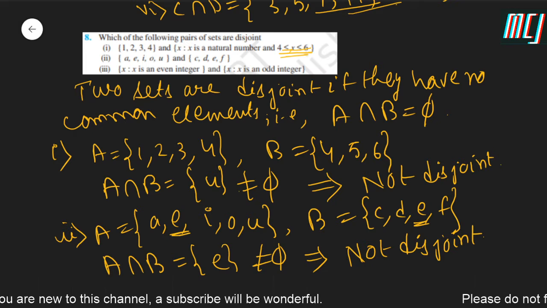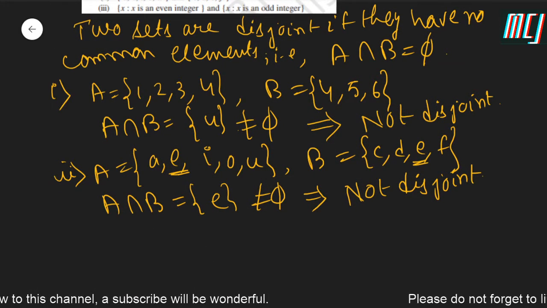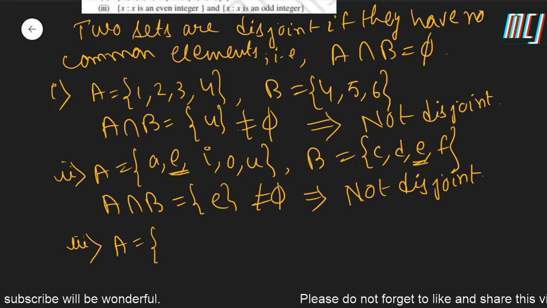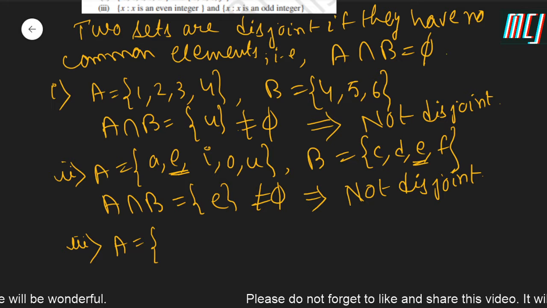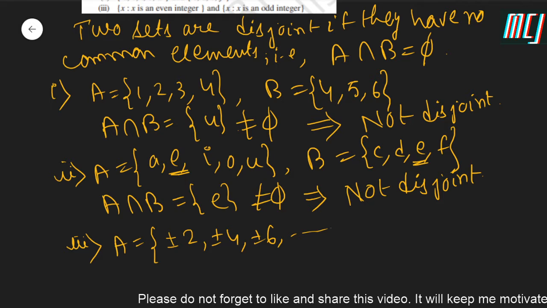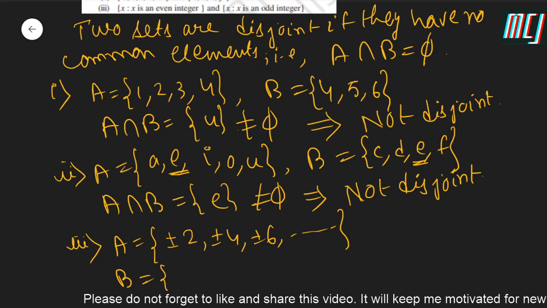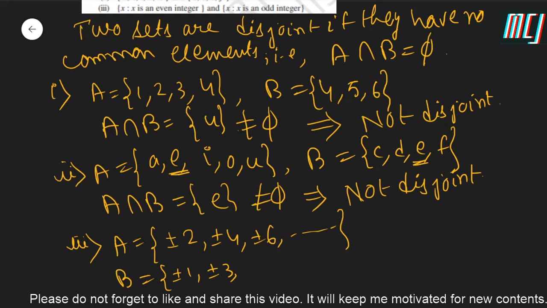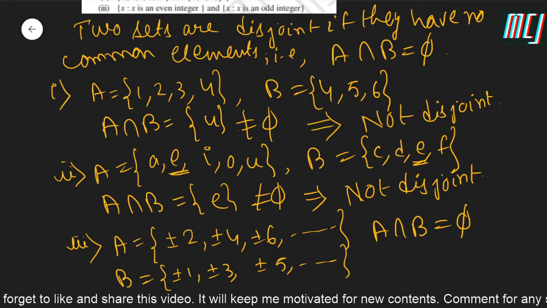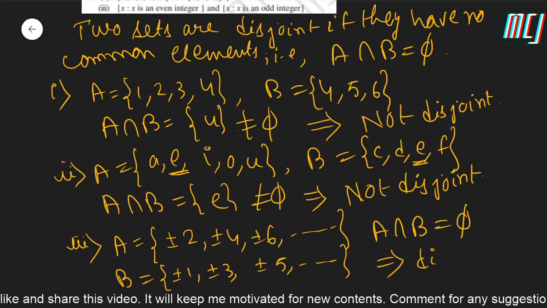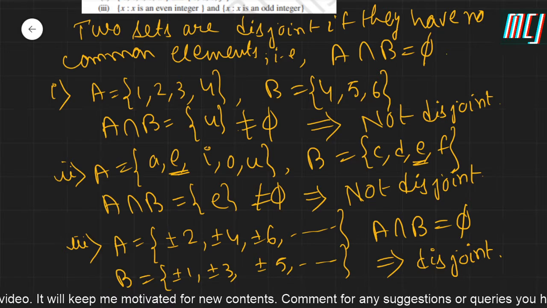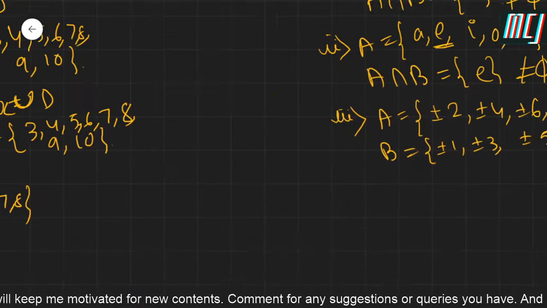Now we'll move to the third one. The third one is saying A is the set of even integers and the second set is odd integers. So even integers, what will that be? Plus minus 2, plus minus 4, plus minus 6 and so on. And the B set is plus minus 1, plus minus 3, plus minus 5 and so on. So A intersection B, there is no common element, Phi. So disjoint. Okay, so it is clear to everyone.